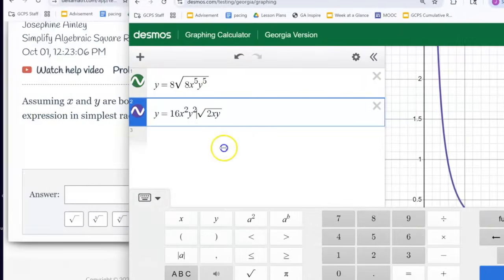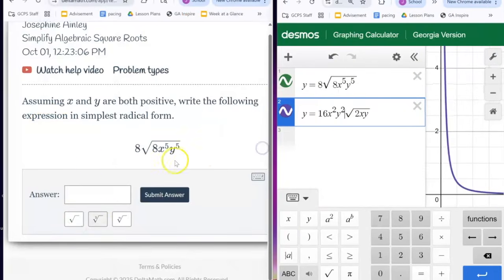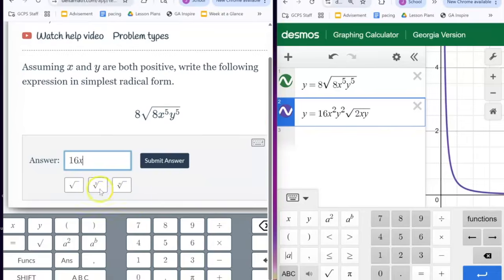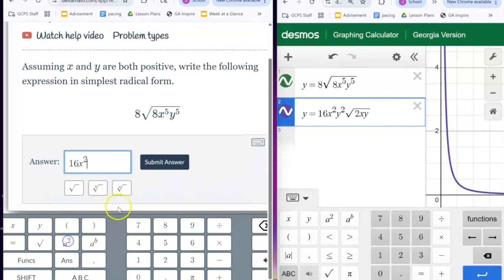And now I copy it into my answer key or into my answer. So this is 16x squared. So shift 6, or you can hit the keypad right here and do squared. So it looks the same as decimals, honestly. And then y squared, then square root, not cube root, but square root. 2 cards make a book, 2xy.